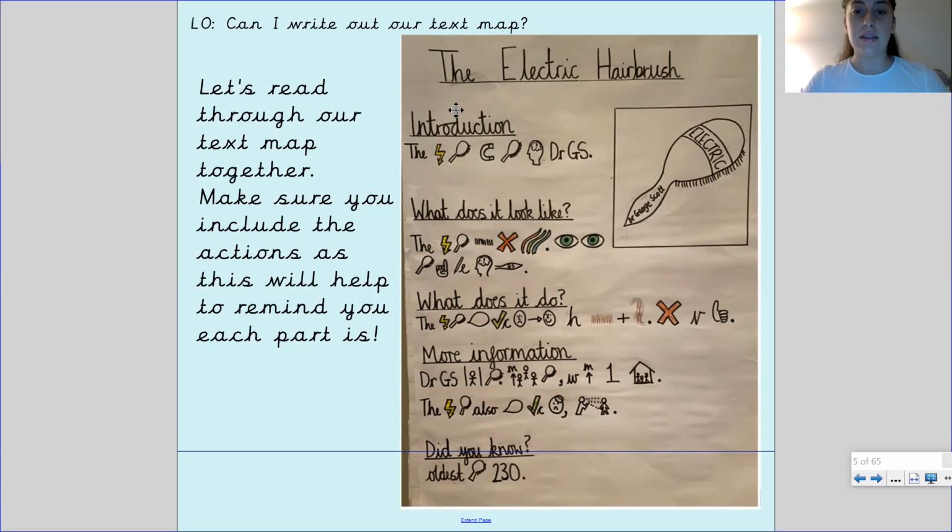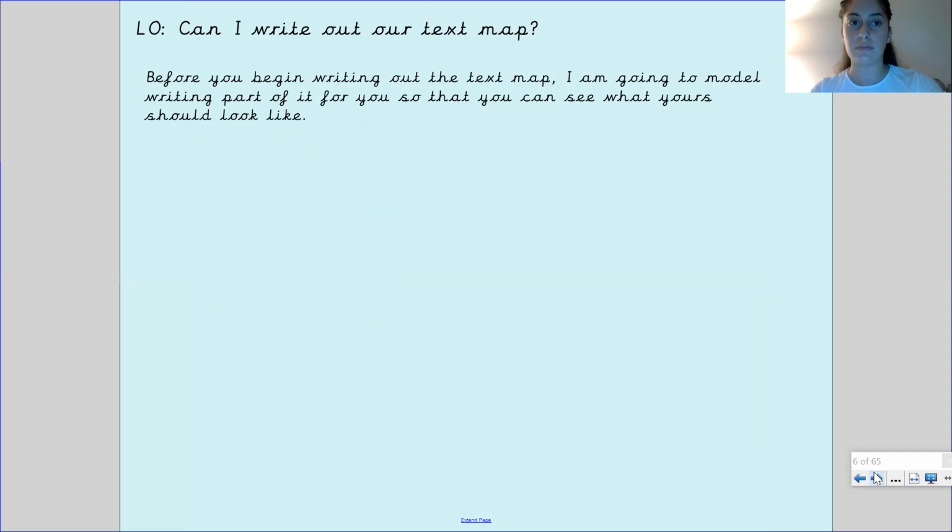Okay, well done, guys. If you need to go over this again, you can rewind the video, but we are going to start writing the text map now. So make sure that you use your success criteria that you wrote earlier on in the lesson. You must remember your neat handwriting, cursive handwriting. You must remember your punctuation in the correct places. You must remember your capital letters also in the correct places, and take your time, read back over your work to make sure it all makes sense.